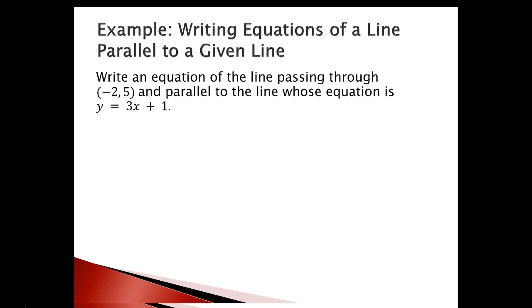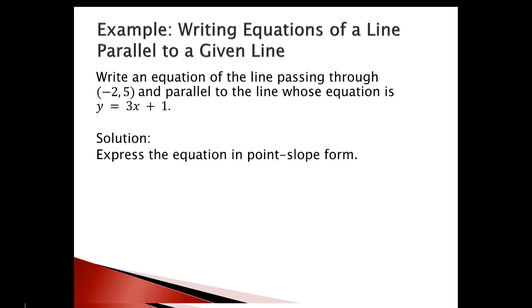Here we are going to write an equation of the line passing through the point (-2, 5) and parallel to the line whose equation is y = 3x + 1. We know that if two lines are parallel, they have the same slope. Then by using this equation, we can find the slope of the parallel line.